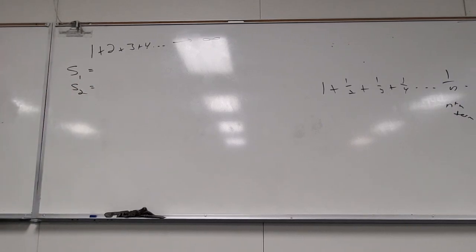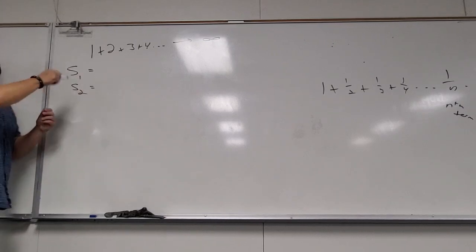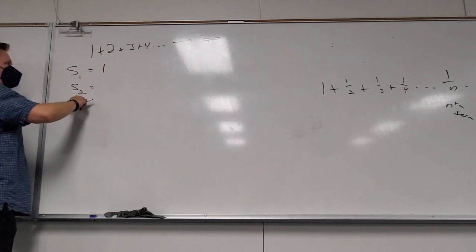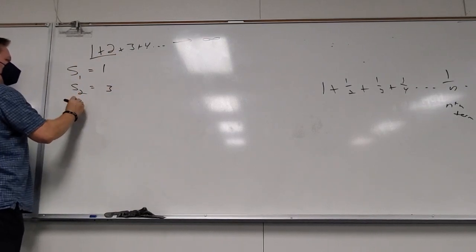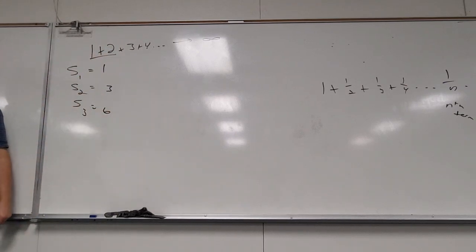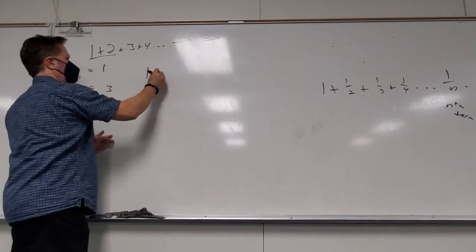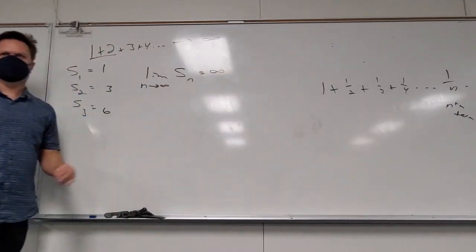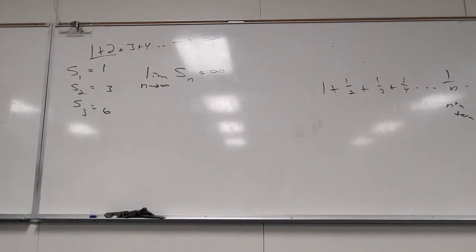Partial sums. So if I add up to the first term, what do I get? One. If I add up to the second term, what do I get? Three. If I add up to the third term, I get? Six. And then 10, and so on, right? So the limit as n goes to infinity of Sn is infinity. That's the technical way to say what I just said. You add up 1, 2, 3, 4 forever, it's going to go to infinity. That's the everyday way to say it.